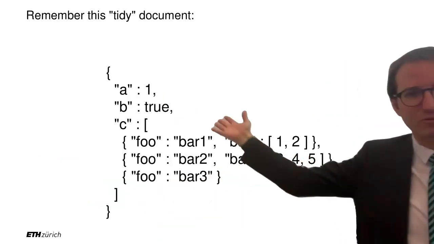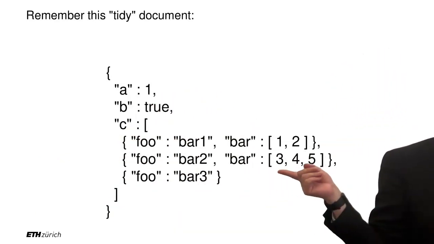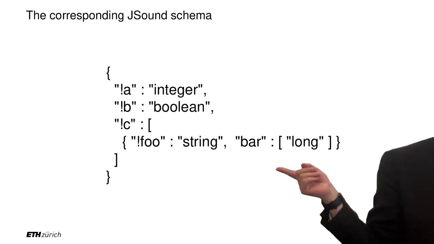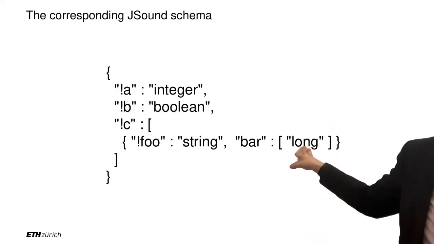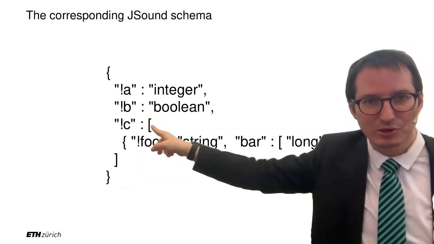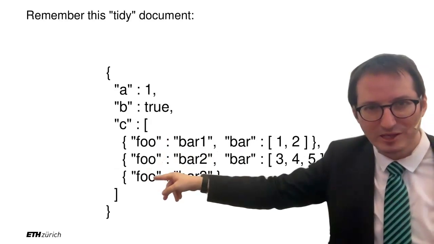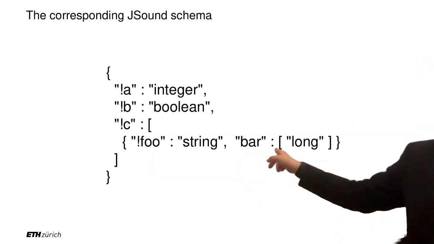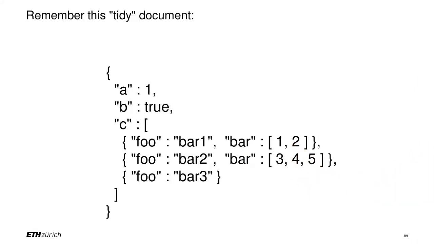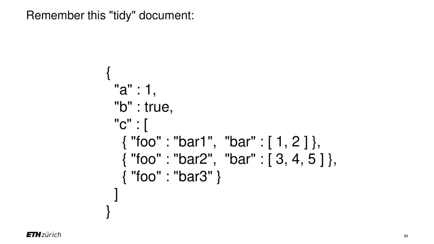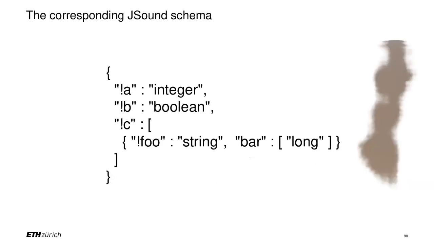And here for this document right here, who would be able to do the JSON schema for that? Most of you? Is it what you had in mind? More or less, right? So of course I put long, I could have put int or integer or whatever in here, but that's the idea, right? So you see A, integer, B, Boolean, C is an array of objects with foo and bar. Foo is required, exclamation mark. Bar is optional because it's not in here. So bar an array of longs, right? So this is the idea. So you can very easily build a schema out of an example instance.